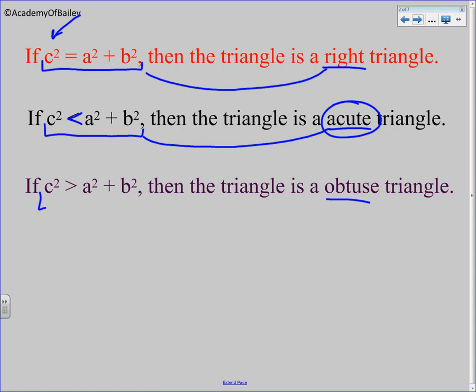And the same thing here. If c squared is greater than a squared plus b squared, then the triangle is obtuse. This greater than, what type of angles are obtuse? Angles that are greater than 90. I kind of relate that together there. You might need to pause and write this down. I'm moving on to the next slide, and we're going to work some of these out.